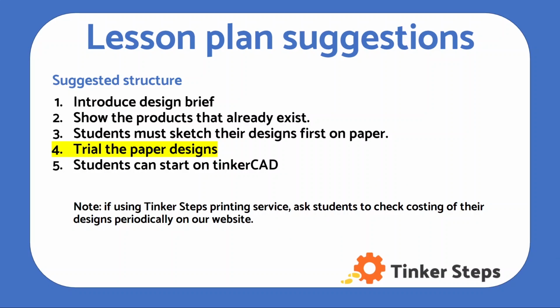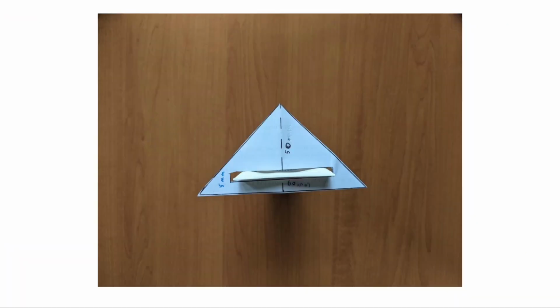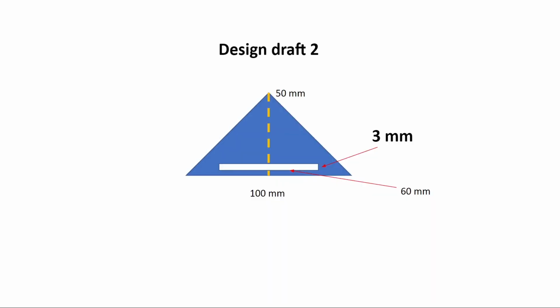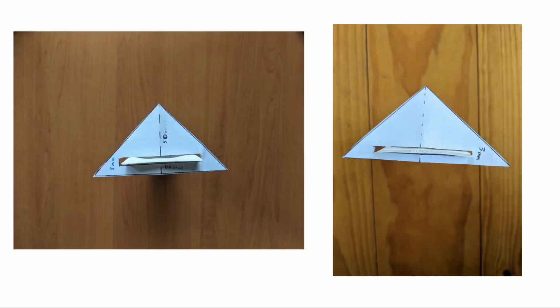The next suggestion is that students should trial the paper designs over the toothpaste tubes. This is pretty handy just to quickly test their designs and to get immediate feedback. And here is an example. You can see here in this picture that the 5mm gap is a little bit too big. So what I ended up doing was cutting it down to 3mm, and you can see in the comparison that it fits over the tube a lot tighter. So it should be able to squeeze out more of the toothpaste.